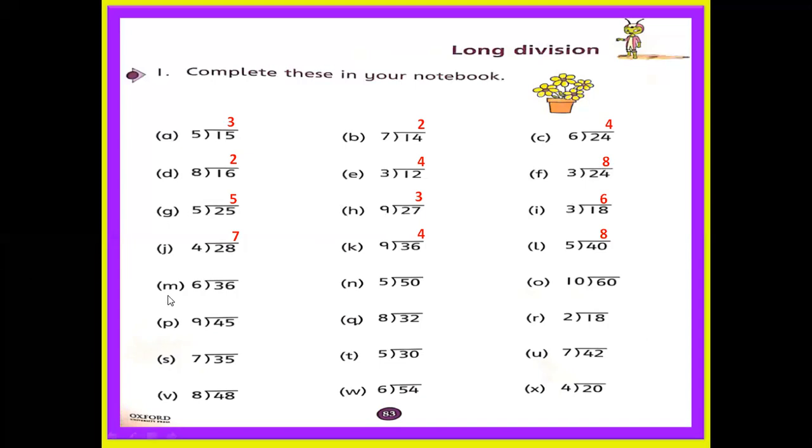8. M part, 36 divided by 6. I know the answer is 6, but how do I know? Because I know all the tables. If you memorize all the tables, then no need to read like this. You just directly say 6 sixes are 36. But here you will read the table of 6. 6 ones are 6, 6 twos are 12, 6 threes are 18, 6 fours are 24, 6 fives are 30, 6 sixes are 36.